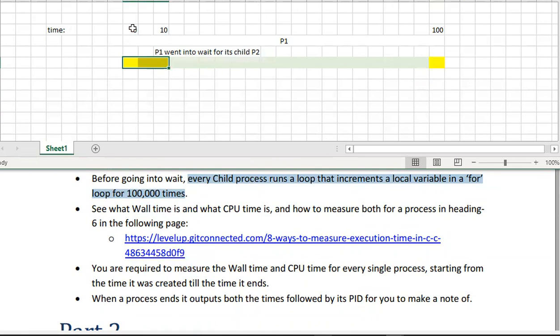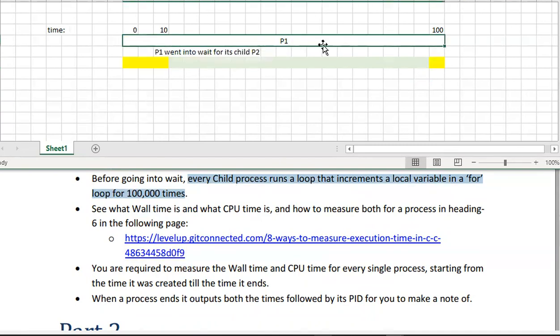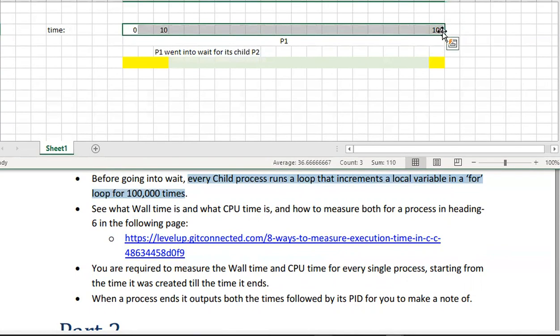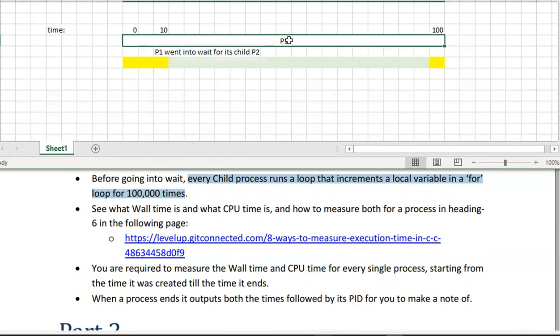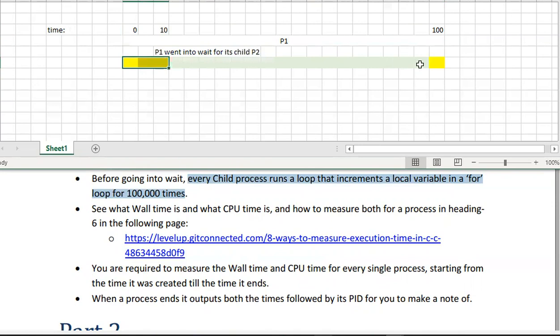So if we roughly look at this picture and ask what the wall time for P1 is, you can say 100. What is the CPU time for P1? 30 plus 10. I'm just making these numbers up, just examples. So maybe 40 is the CPU time, and all of the time when P1 kept waiting for P2 to finish execution will be the idle time for P1.